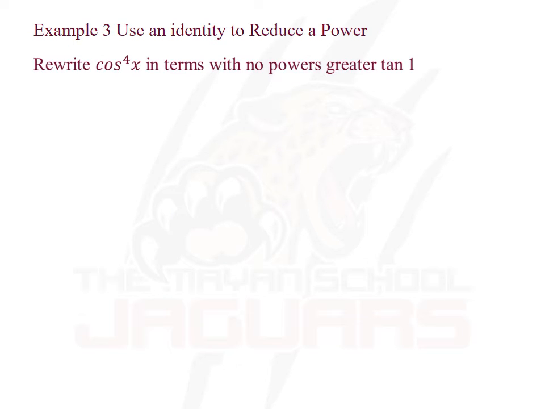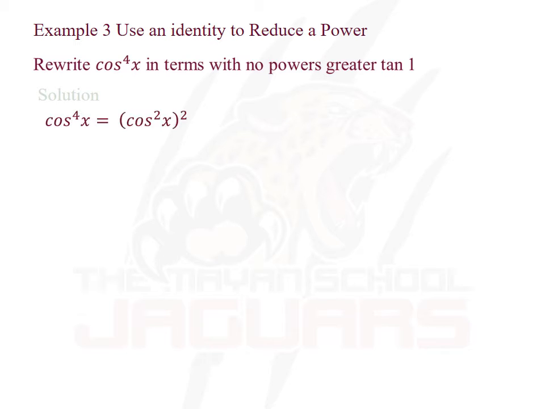Let's do an example where we can use a power reducing identity. In example 3, we're going to use an identity to reduce a power. So we're going to rewrite cosine to the 4th power of x in terms of an expression that has no powers greater than 1. So the idea is to get rid of the power form. How are we going to obtain this?